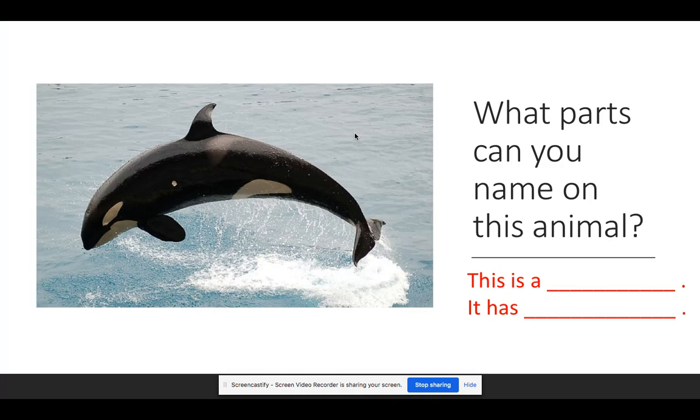Now here's the last one we're going to do like this. Here is a killer whale. Go ahead, pause this video, and look at this animal to tell me what body parts you can see on the killer whale.